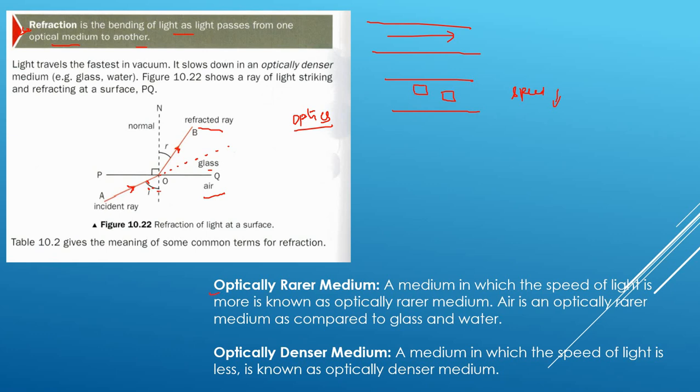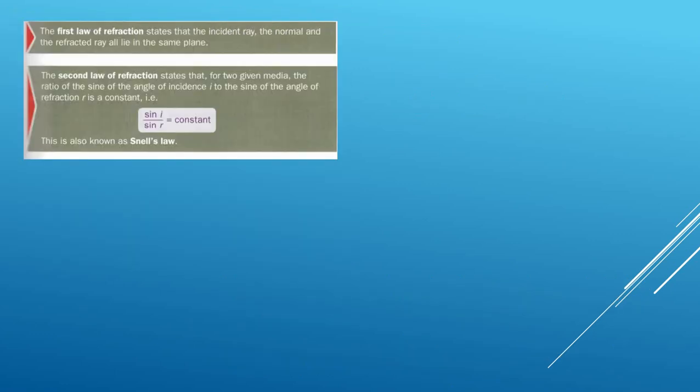Now whenever you hear the term optics, it is related to light. So what is the meaning of optically rarer medium? Optically rarer media are those in which the speed of light is more. For example, if you compare glass and air, air is the optically rarer medium. Just reverse it for optically denser medium: it is a medium in which the speed of light is less. If you compare water and air, water is the optically denser medium. Why am I talking about that? Because we will always use it when we discuss total internal reflection.